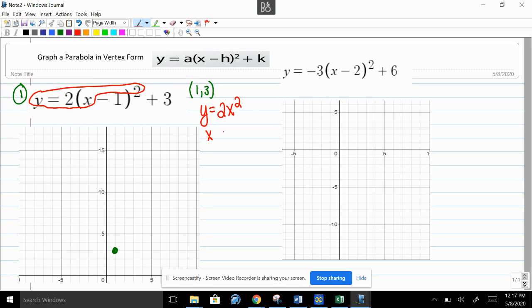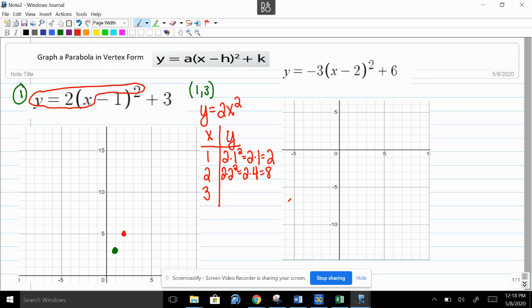So when I go to make my xy table, I'm going to use the same numbers I used the other day: 1, 2, and 3. I plug them in. So for 1, it would be 2 times 1 squared, which would be 2 times 1, which would be 2. So that tells me from that vertex, I'm going to go 1 right and 2 up. So my next point in my parabola is going to be right there. For 2, it's going to be 2 times 2 squared, which is 2 times 4, which is 8.